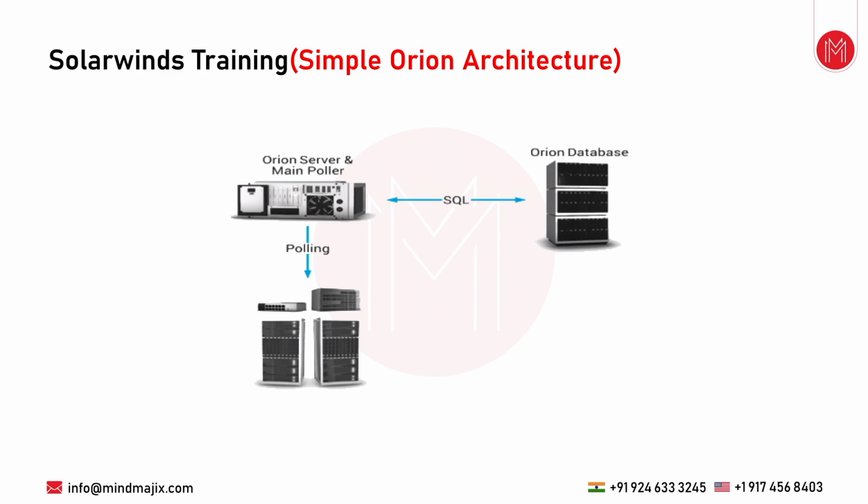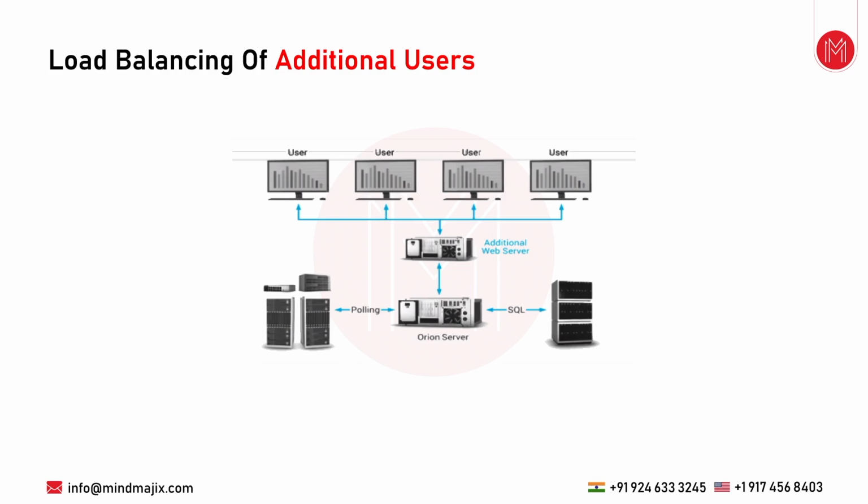Say a lot of users need to log into the SolarWinds console to view the alerting and real-time performance. SolarWinds provides a feature for an additional web server. We can install the additional web server on one or two more servers and share the load of the main polling server. Here, the middle part is the Orion server, where we have installed the additional web server, and it helps to balance the load of the increased users.